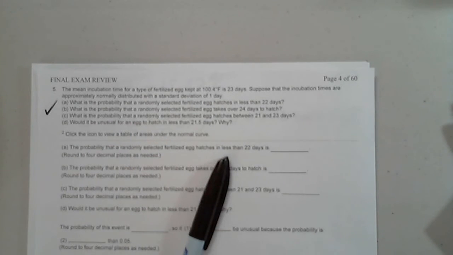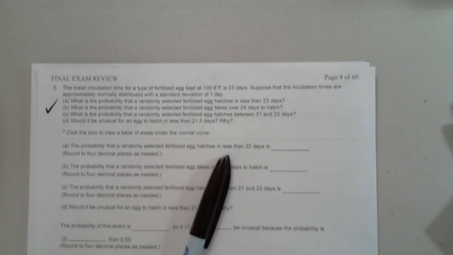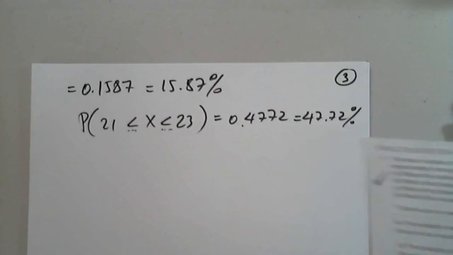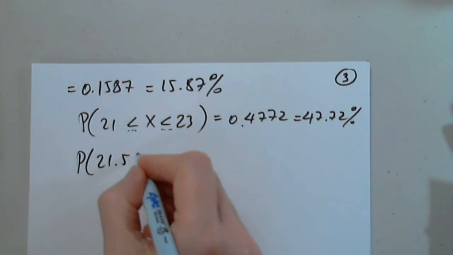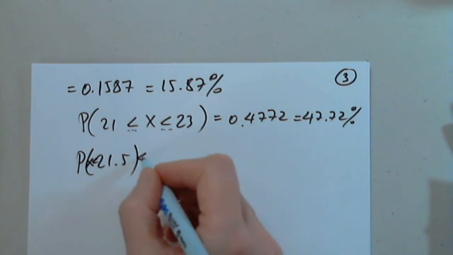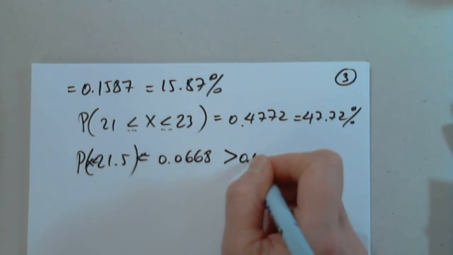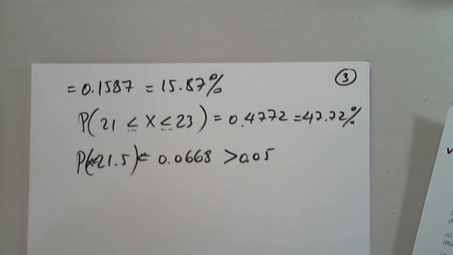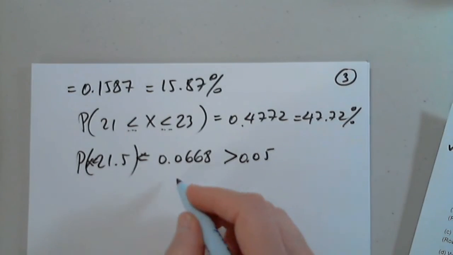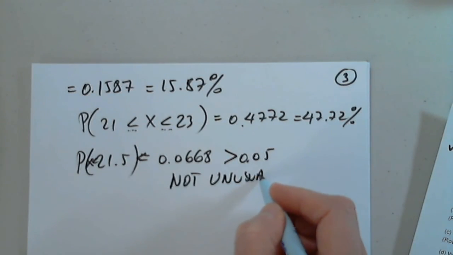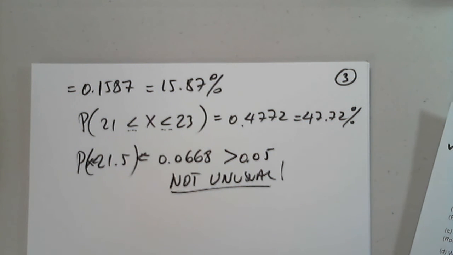Would it be unusual for an egg to hatch in less than 21.5 days? Okay, let's take a look. So we have for x less than 21.5, I got 0.0668, which is greater than 5%. And because it's greater than 5%, I will say not unusual. It is not unusual.